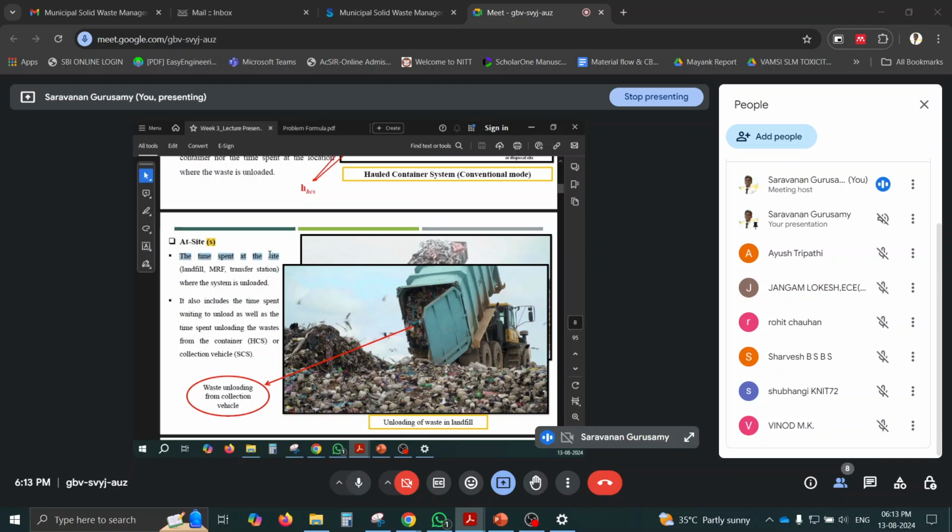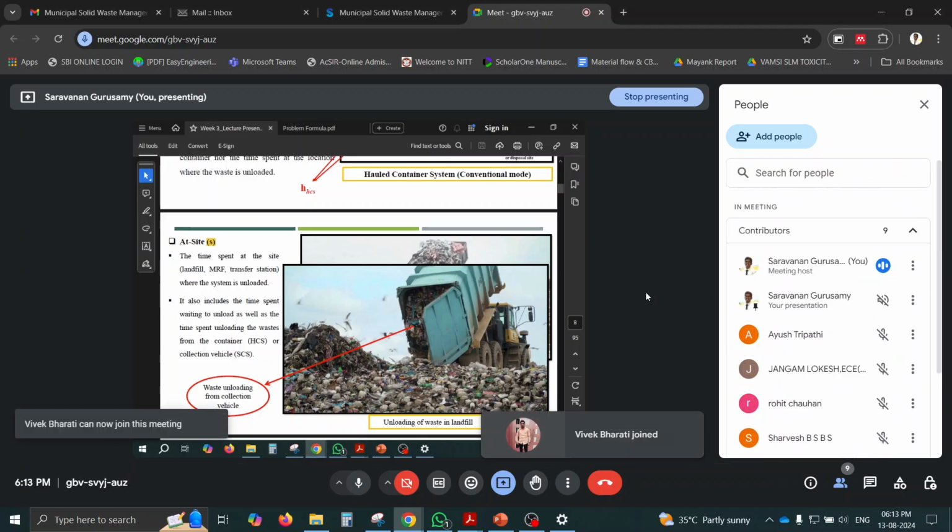The time spent at any disposal site, it may be a landfill, a MRF, or a transfer station, wherever we are taking time, that time will be included in the at-site time. So in the whole analysis, time matters. How much time is required will be directly converted to how much manpower is required. So all are in terms of hours per trip. Okay, the unit will be hour per trip.